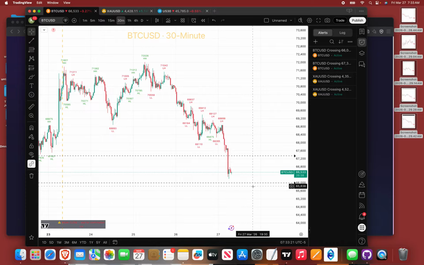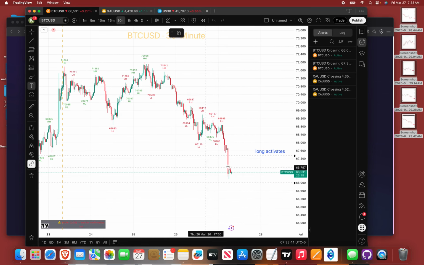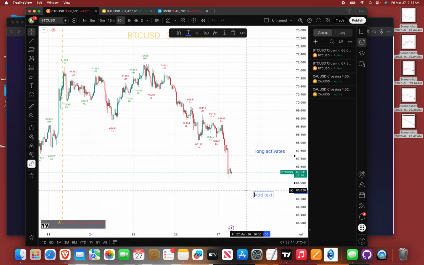All right? So, if you want a reminder, you always put your text right here. Long activates. Sorry, guys. Activates. Boom. That's it. And then you want to do it right there, you can. Same for here. Short activates.